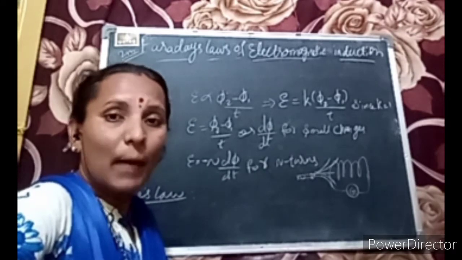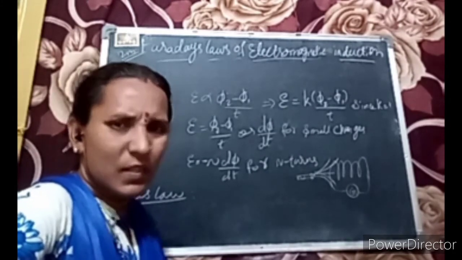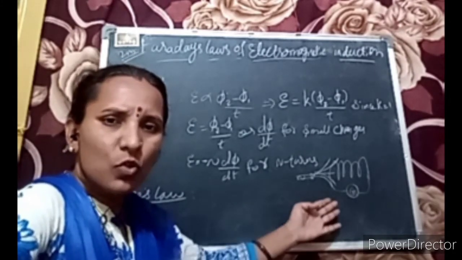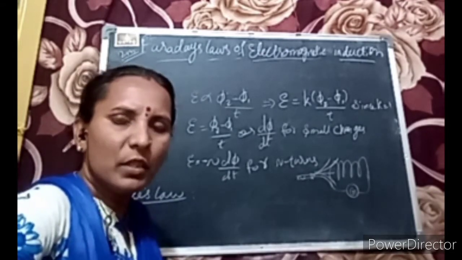So what's happening? Where did your current go? Just think over it. Is there any connection to this coil apart from a galvanometer?